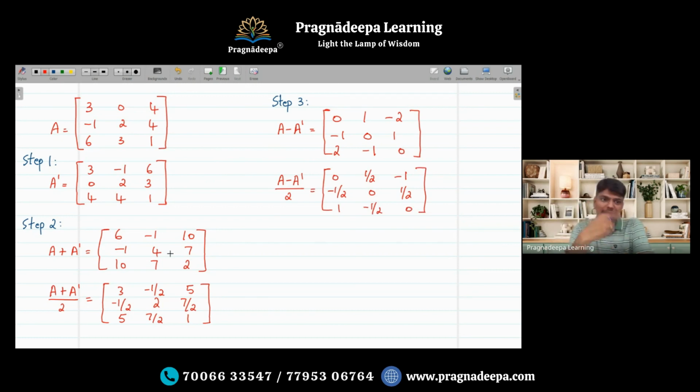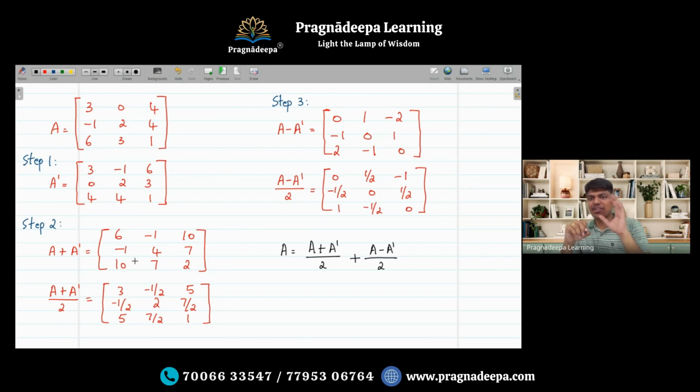Instead of dividing by 2, could we have divided by 3? Or without dividing by 2, A plus A dash is always symmetric, A minus A dash is always skew-symmetric. But why divide by 2? Is it sure that A is equal to A plus A dash by 2 plus A minus A dash by 2? Take the LCM of A plus A dash plus A minus A dash. A dash cancels, we get 2A by 2.